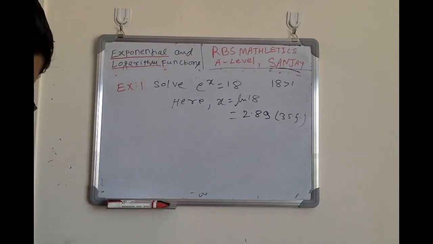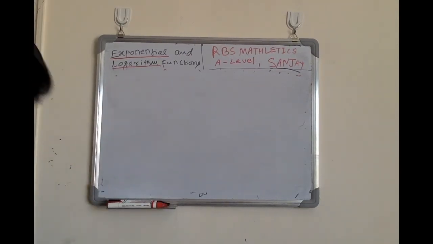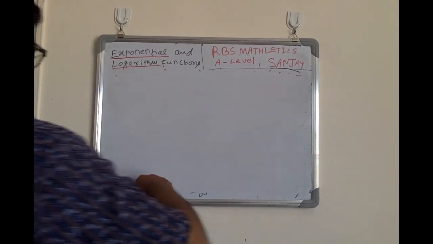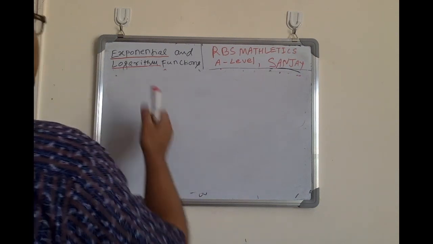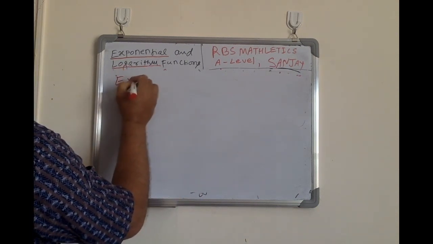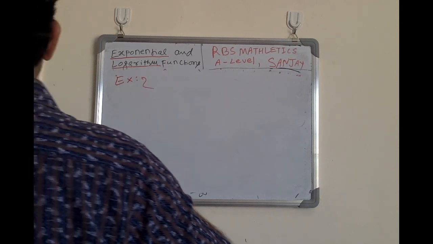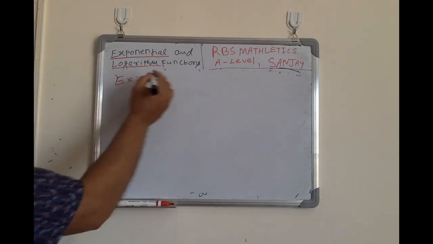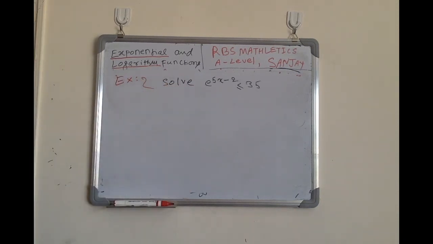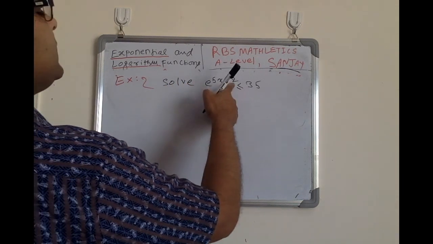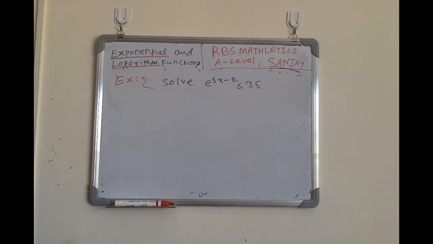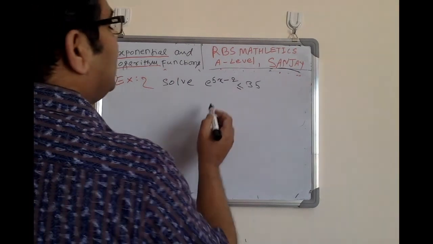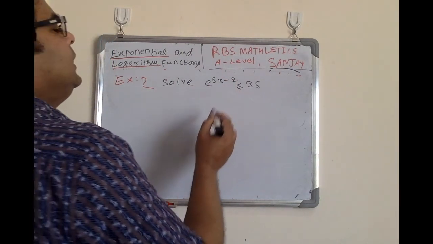Now let me discuss one more example. So lastly I will discuss one more example here. Another example I am taking as example 2, and in that example I am again going to solve 5e^(5x-2) is less than or equal to 35. So this is an exponential inequality.